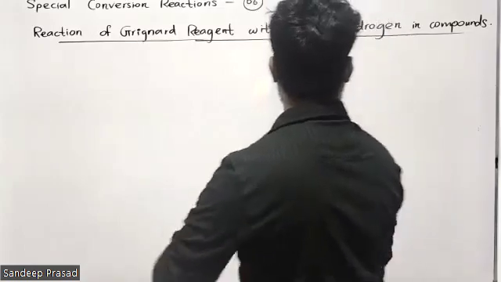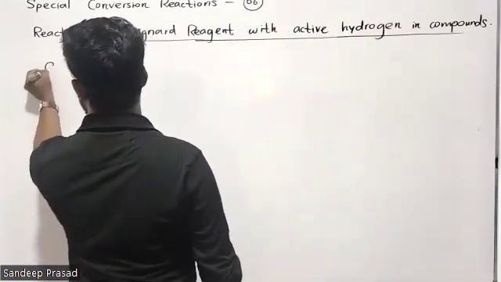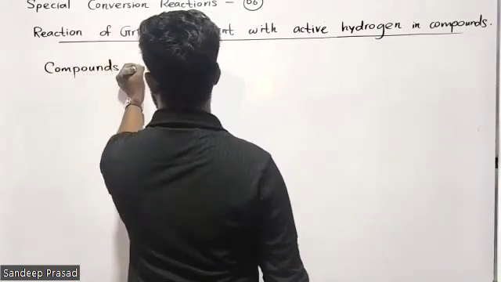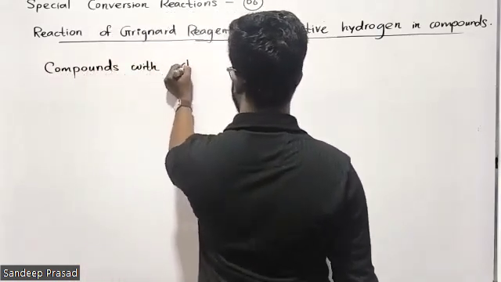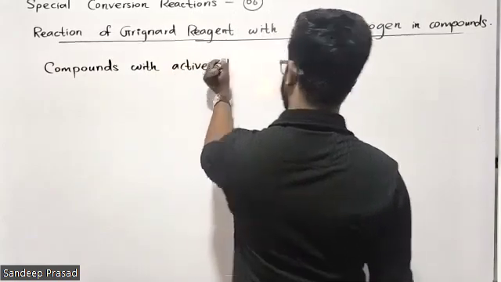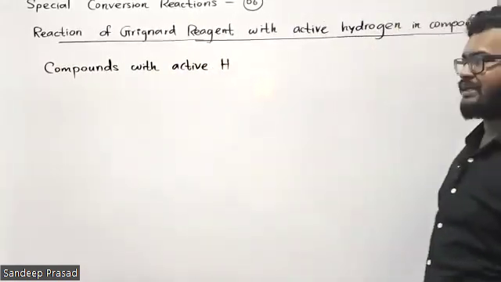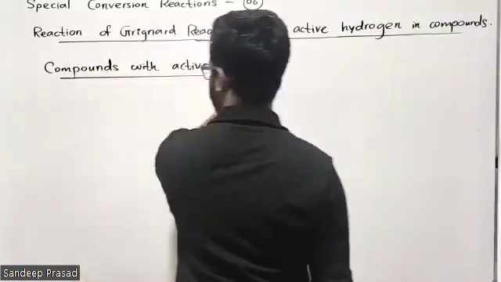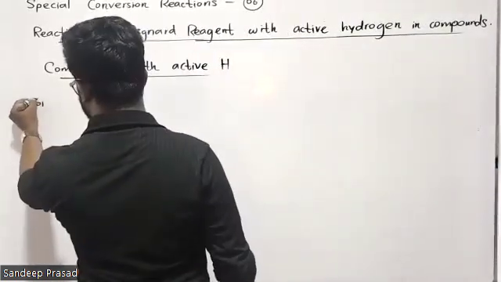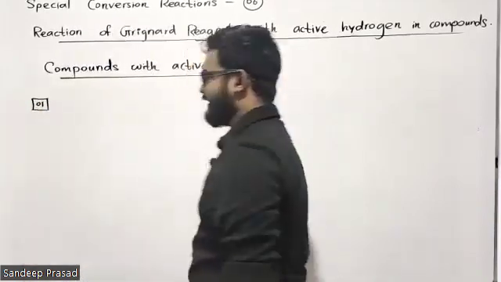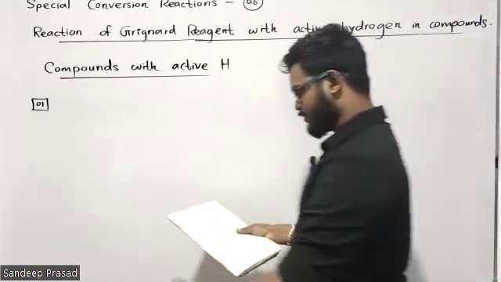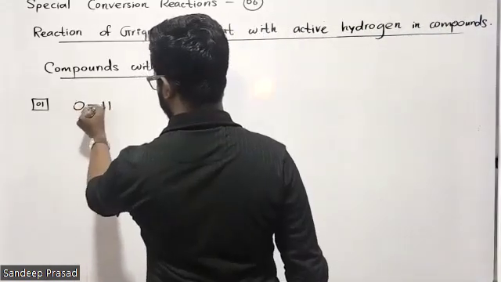First of all, let's identify the compounds with active hydrogens. Before we go for the reaction, you have to know what the compounds with active hydrogen are. Students, I'm going to tell you that there are mainly 3 types. The first type is actually the OH group.